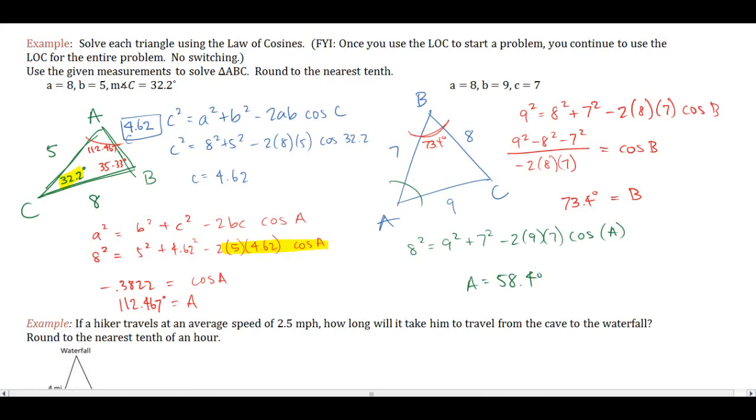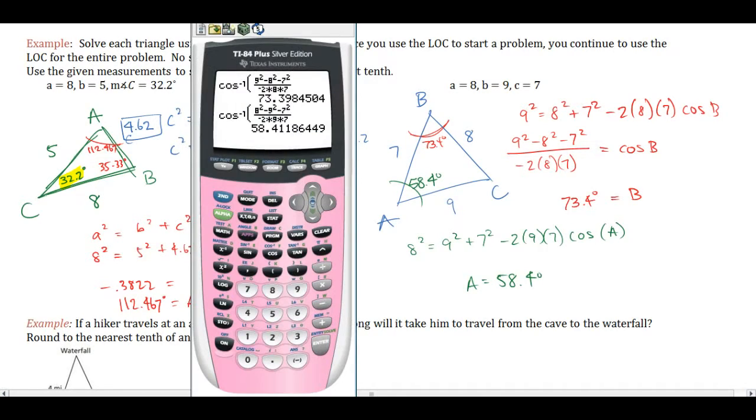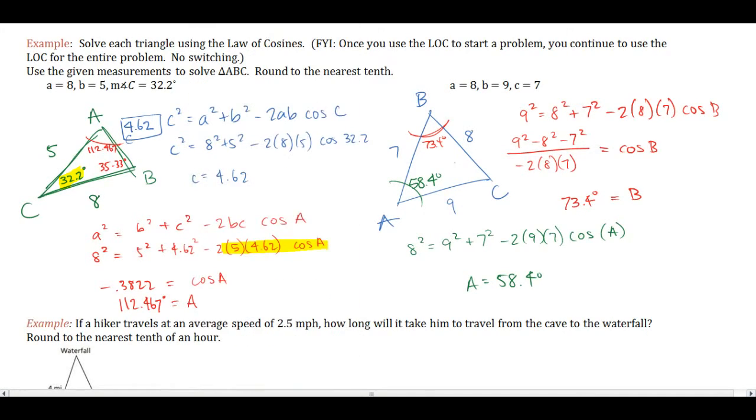58.4 degrees. And we now can say, hey, I know the last angle because they all add up to 180. So 180 minus the answer from above minus the 73.4, and I get the last one is 48.8. So this angle is 48.8 degrees, and I jump up and down that I have all the angles. Again, smallest side, smallest angle. Largest side, largest angle. Life is good.